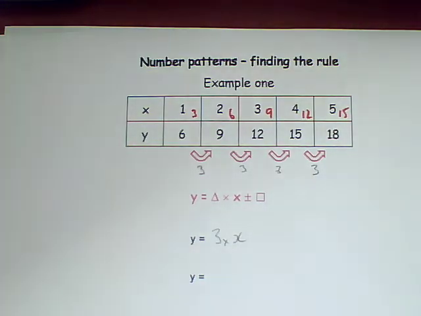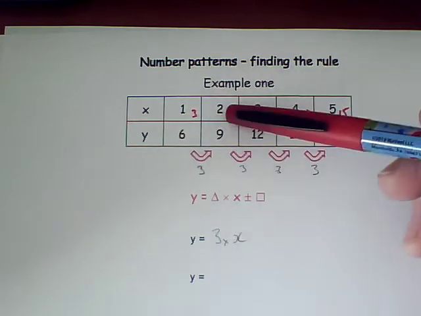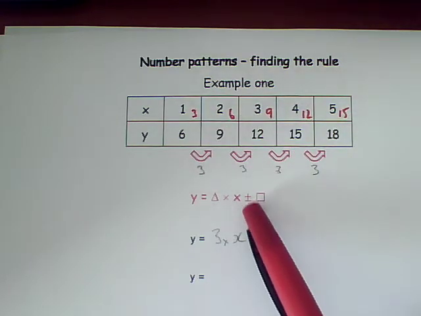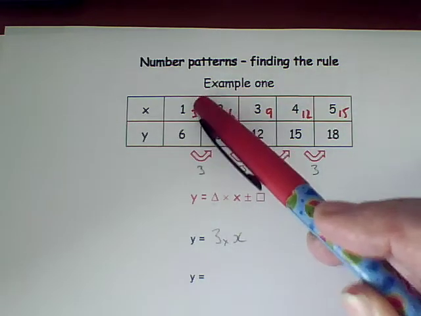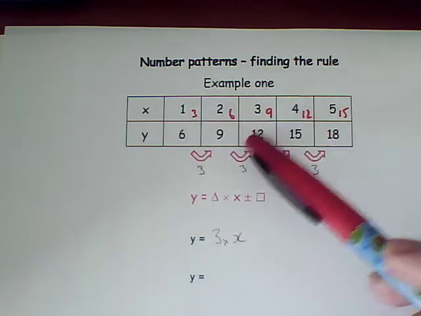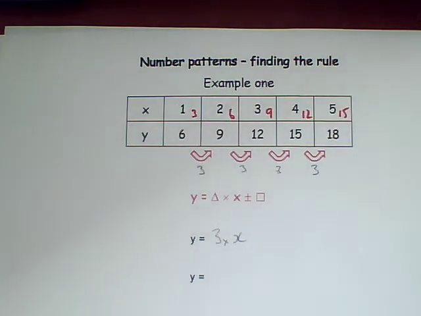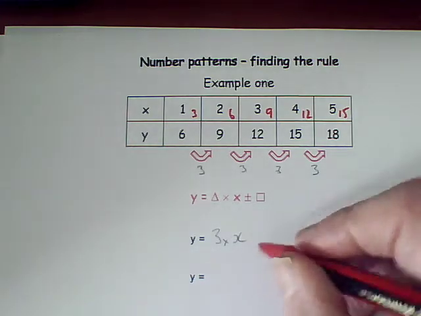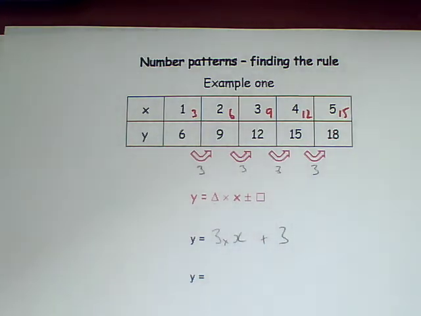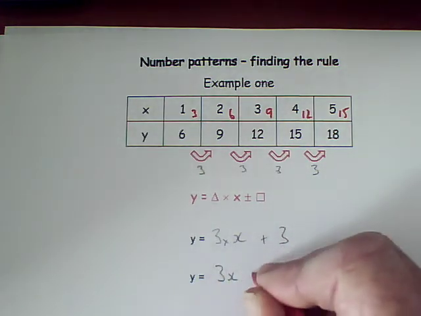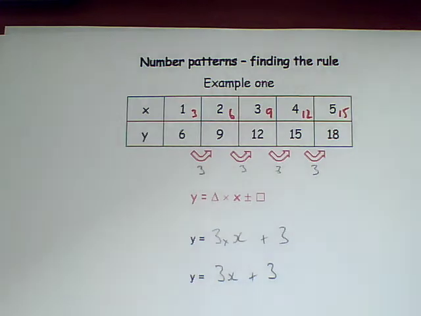Now, with each of those red numbers, we need to get to the bottom. So you'll notice this plus or minus the box. In this case, we need to add 3 to each of the red values to get to the bottom. So we need to add 3, and that's our finished rule. We might write 3x plus 3. And that rule will work for each of our values.